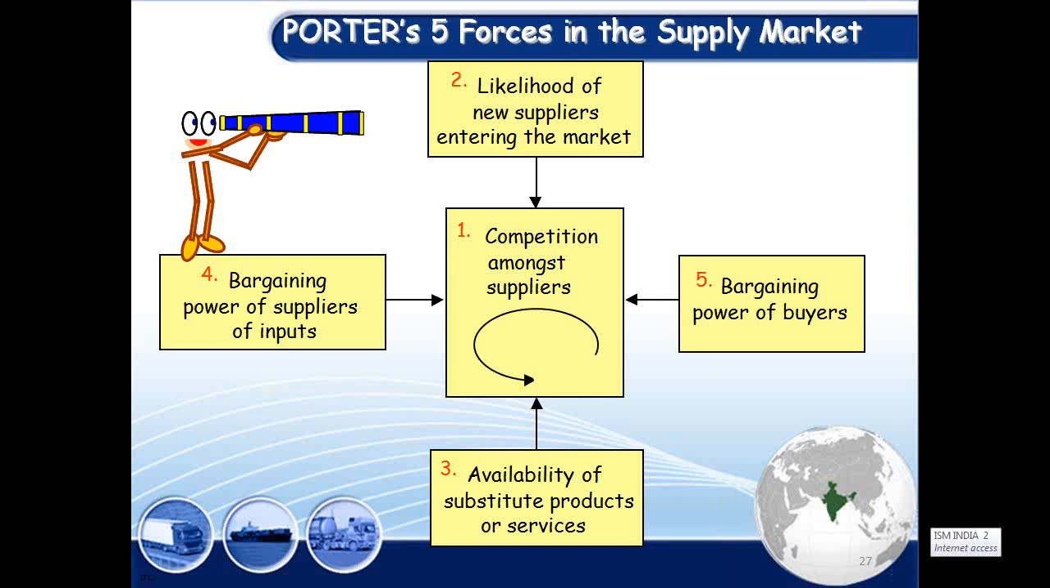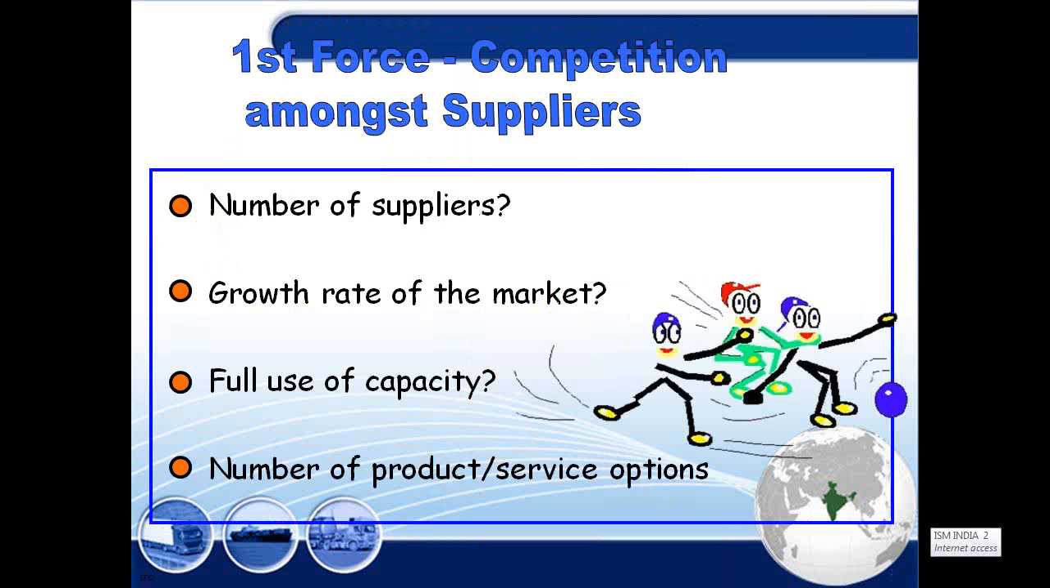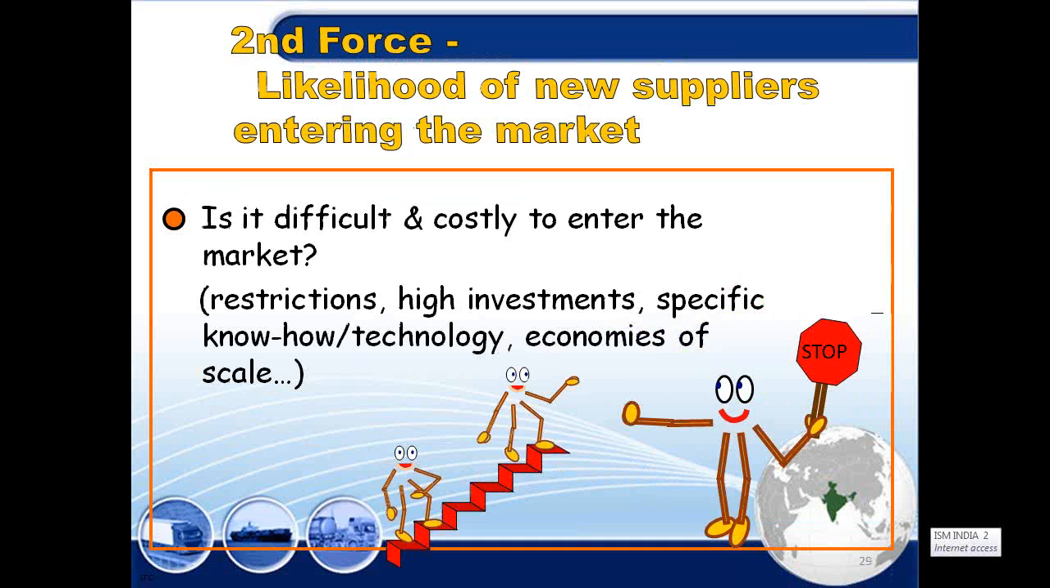So these are the five forces. Keep in mind competition, likelihood of new suppliers, substitutes, bargaining power of suppliers, and the last is bargaining power of buyers. Now the very first one I can go through quickly because I've already explained it: the competition amongst the number of suppliers, growth rate of the market, and number of products in it. Second force: is it difficult and costly to enter the market?